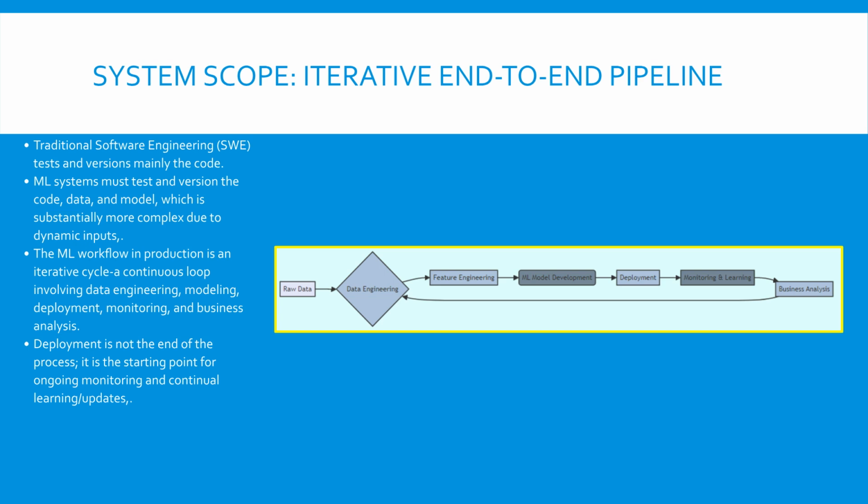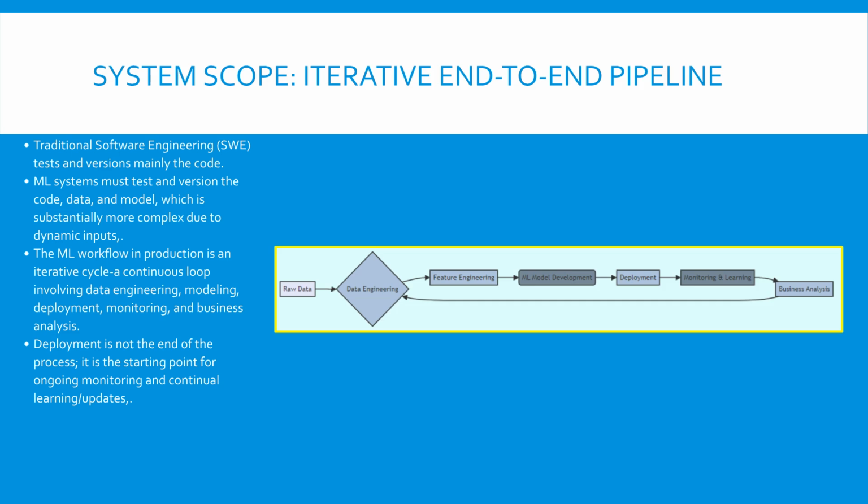Unlike a traditional project that follows a straight line from coding to deployment, ML in production follows an iterative process or a cycle. This cycle involves defining the project, engineering the data, developing the model, deploying it, monitoring its performance, and then reanalyzing the business impact before starting the cycle over again. Production ML requires managing all these steps in a cohesive, complex pipeline.